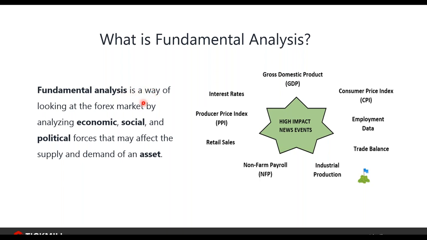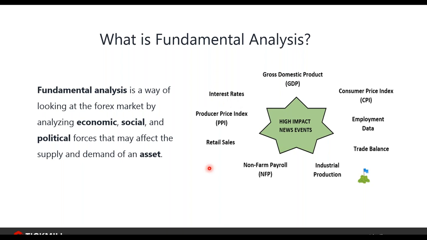The fundamental analysis is a way of looking at the Forex market by analyzing economic, social, and political forces that may affect the supply and demand of an asset. So, for fundamentals, we are basically talking about news. What is actually happening to the specific country? So, for example, you're trading euro, US dollar. What is happening between the euro and the US dollar? What are the news na mga nangyayari? Nakaka-affect po siya sa currency. So, if the GDP is bad, then it affects the currency. Employment data, trade balance, these are high impact news events. Ibig sabihin po, nakaka-apekto siya sa prices ng pairs na tinitrade mo.